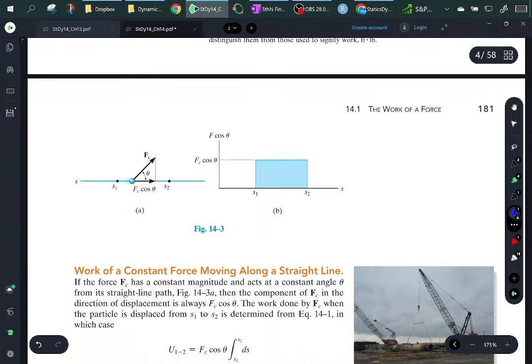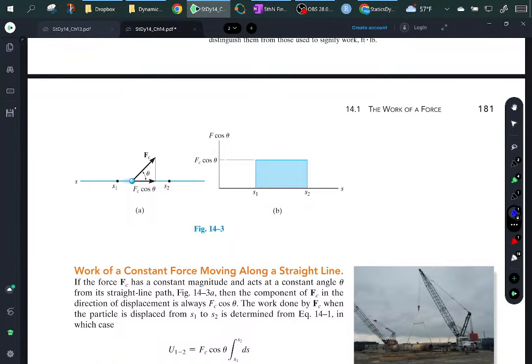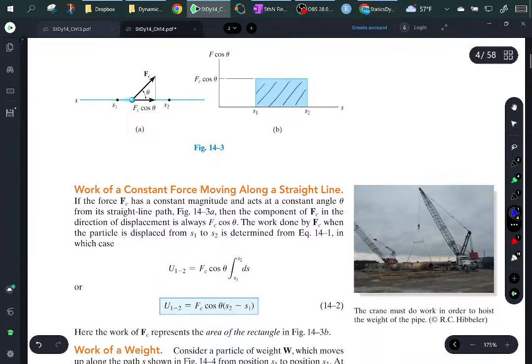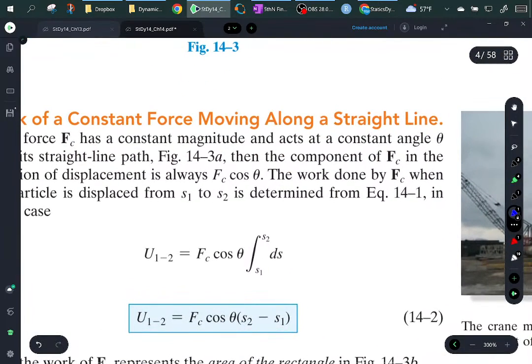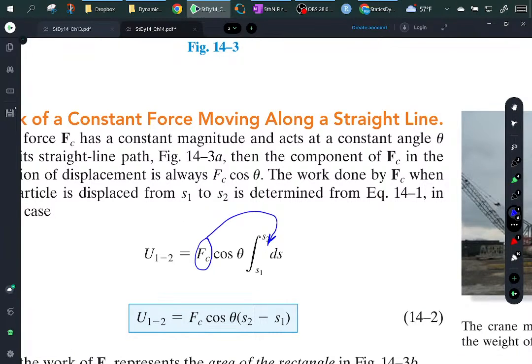You have work of a constant force along a straight line. That's, guess what, the same thing. It's the area under that, but the equation becomes a lot easier in that this is a constant force. It does not have to be inside the integral, and you get this.